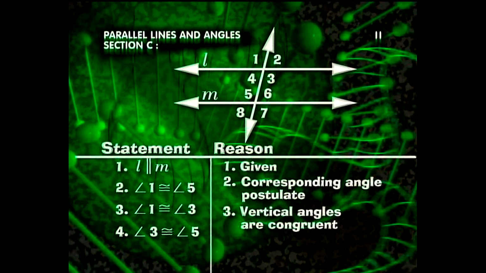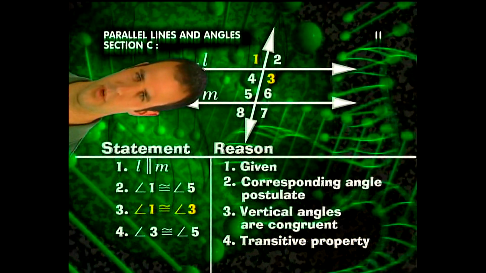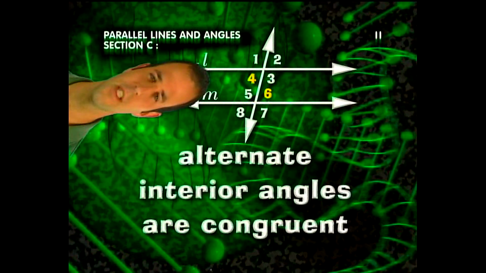Our final statement is angle 3 is congruent to angle 5. We can say this because of the transitive property. In our theorem, we've shown that angle 1 is congruent to both angle 5 and angle 3. Because of this, we can use the transitive property as our reason to say that angles 3 and 5 are congruent to one another. And since angle 5 and angle 3 are congruent alternate interior angles, we've proven our goal. Alternate interior angles are congruent.